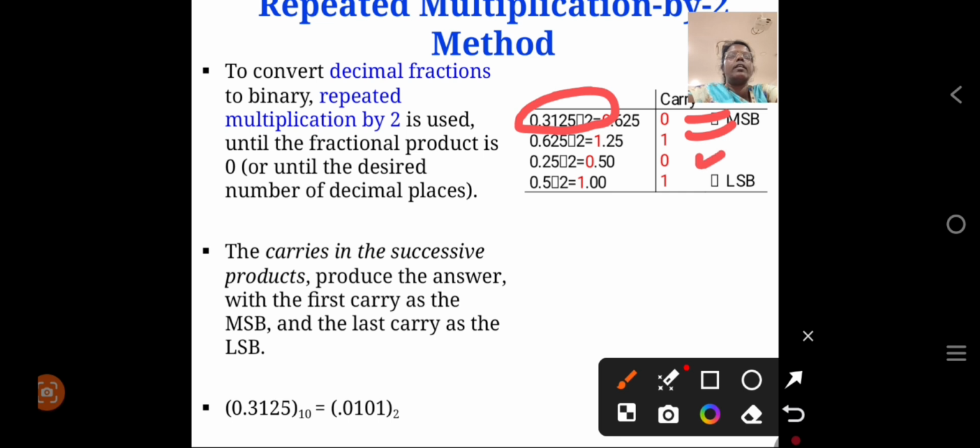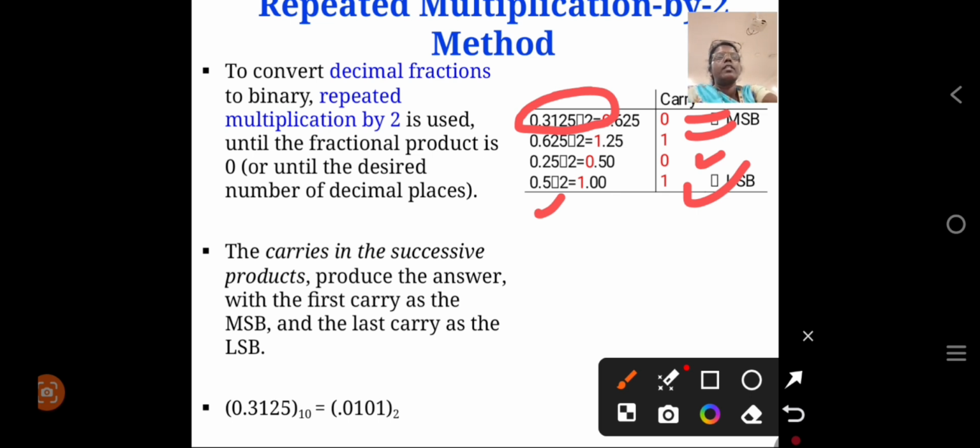Again 0 is the carry here. Then the 0.50 is multiplied by 2, and we get 1.00. Now this 1 is the carry. Like that we can repeat this multiplication process, and record the integer part of each and every product separately. Now how do we find the final answer?